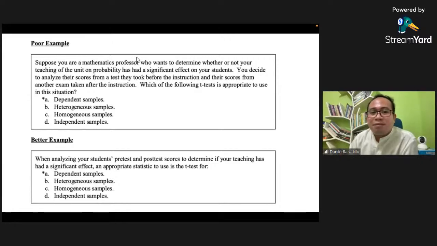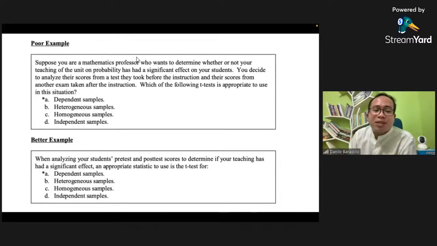suppose you are a mathematics professor who wants to determine whether or not your teaching of the unit on probability has had a significant effect on your students. You decide to analyze their scores from the test they took before the instruction and their scores from another exam taken after the instruction. Which of the following t-tests is appropriate to use in this situation? There's no very, very much wrong, but there are a lot of irrelevant materials already in the stem. Okay, we should not place that in the stem.